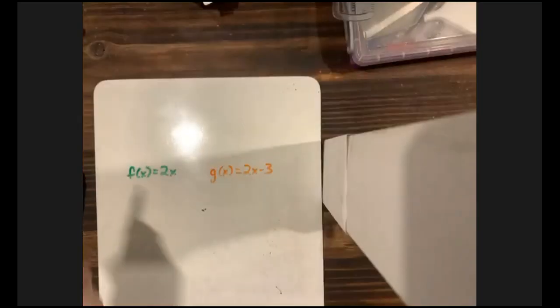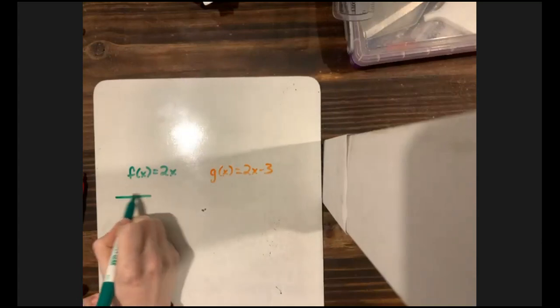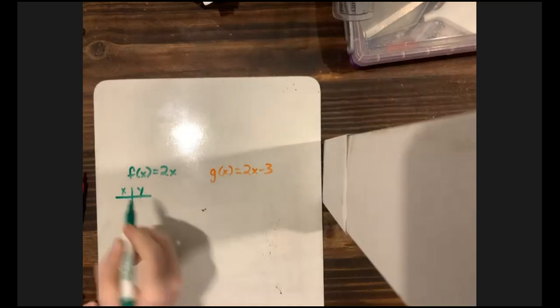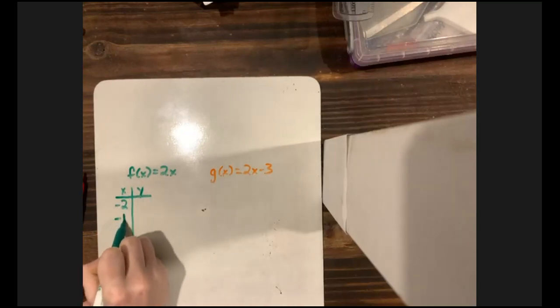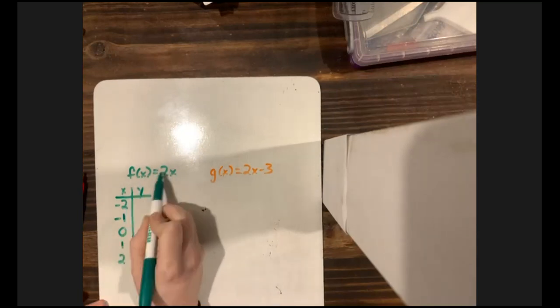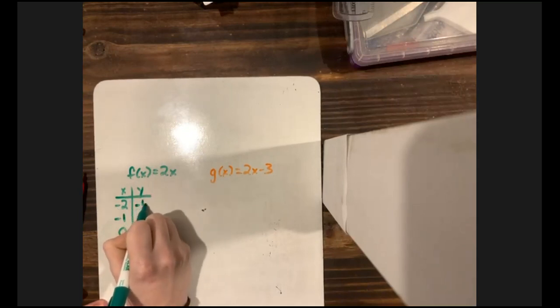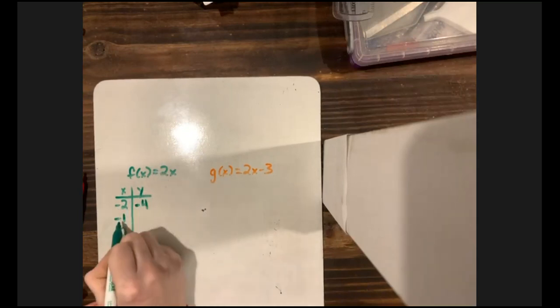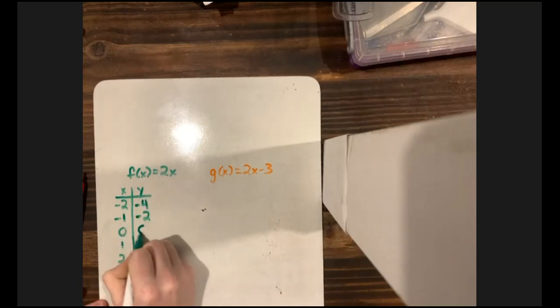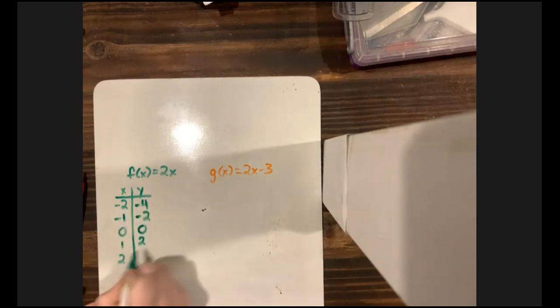First off, I'm just going to make myself a little table. These are going to be my x's and these are going to be my y's. They told me to go from -2 to 2, so now we're just going to plug these in. I'm doing 2 times the value. So 2 times -2 is -4. 2 times -1 is -2. 2 times 0 is 0. 2 times 1 is 2. And 2 times 2 is 4.